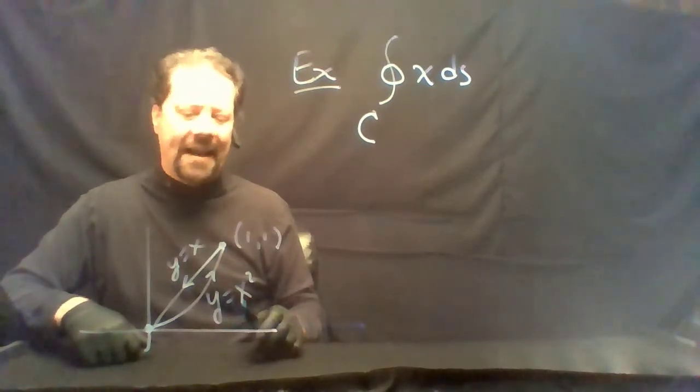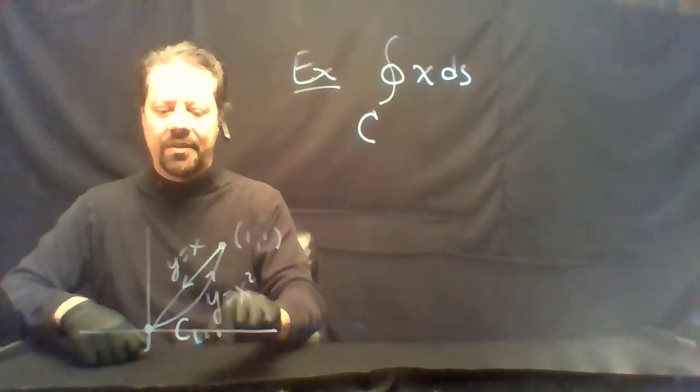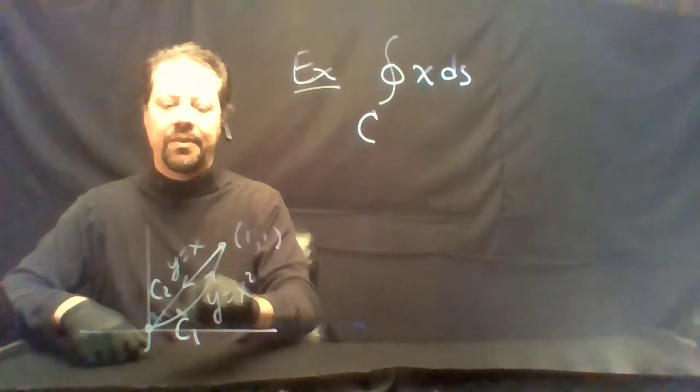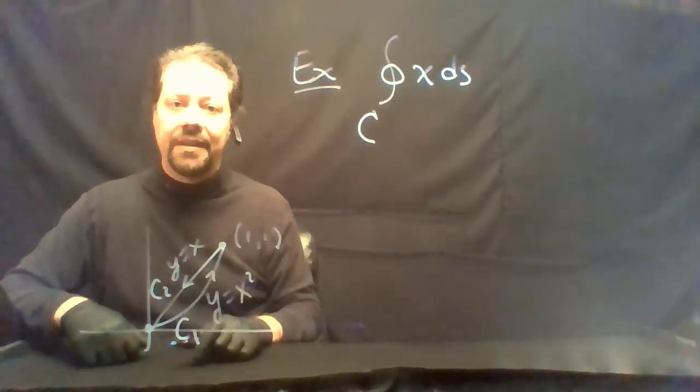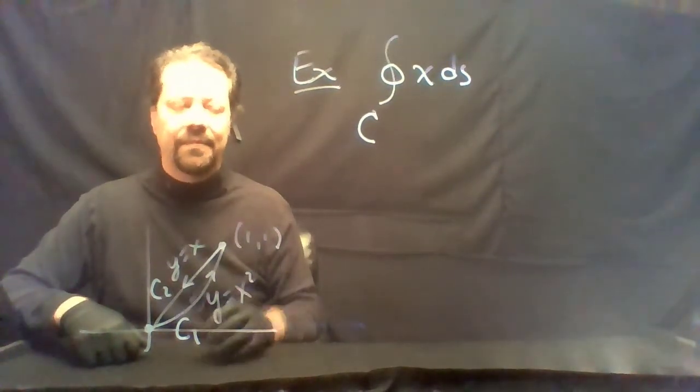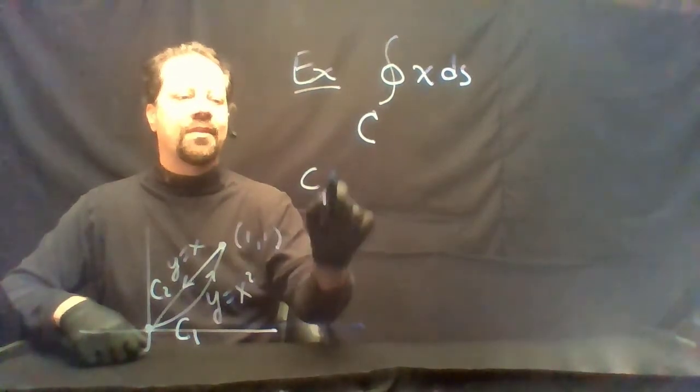We can break the path into two pieces. There's curve 1 and curve 2, because this curve is piecewise smooth. We'll parameterize curve 1 first.